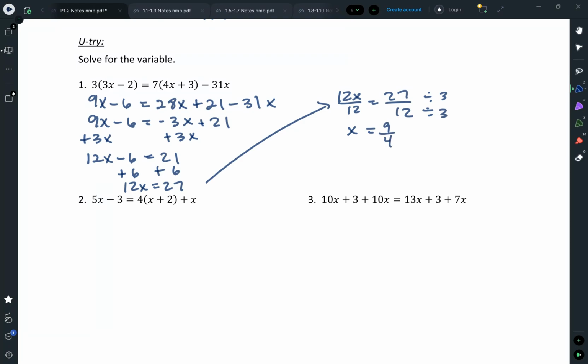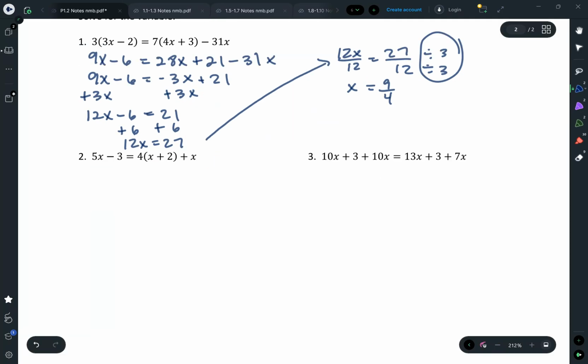So my answer on the first one was 9/4. You don't need to write this stuff over here. I just find if it's one of those things when I don't do it, someone wonders what I did. We do need to have our answers in the simplest form, but we want to keep them as fractions.